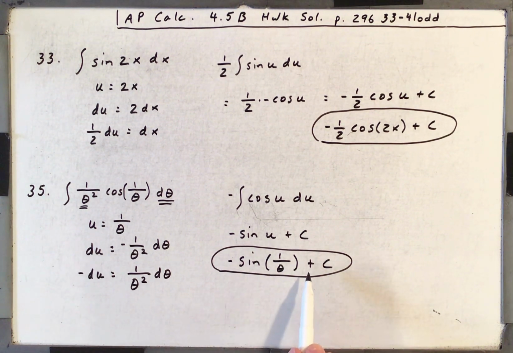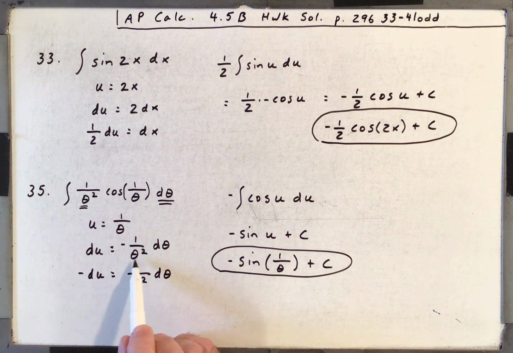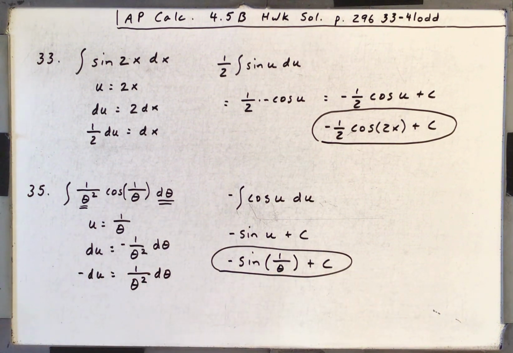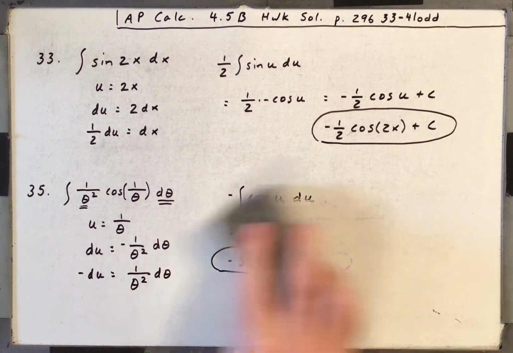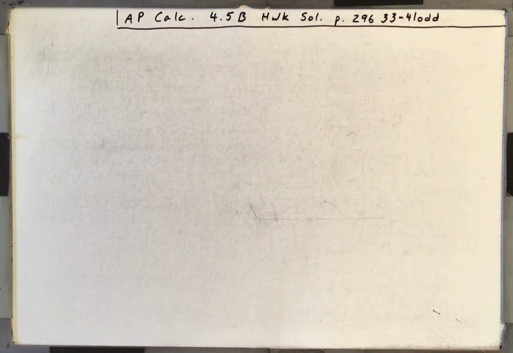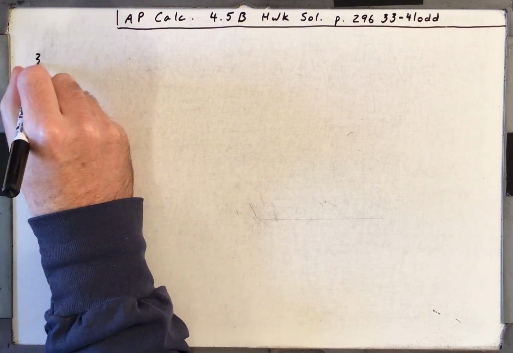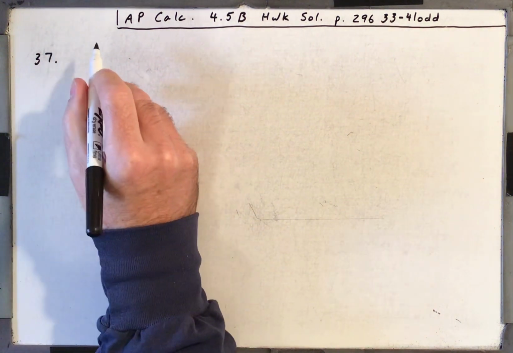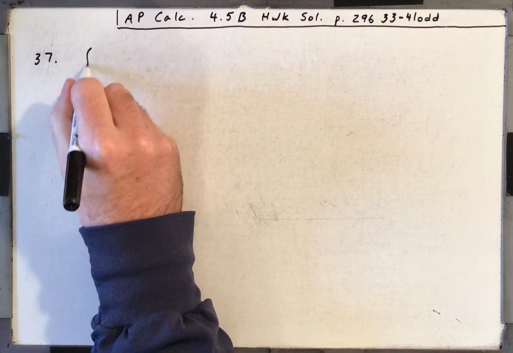You could take the derivative of that. That'd be minus cosine 1 over theta times negative 1 over theta squared. The negatives would cancel, and you'd be right back to the beginning there. Okay, that does the first two. Let's take a look at 37. So 37, we have sine 2x cosine 2x dx.